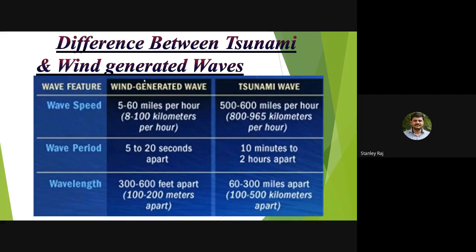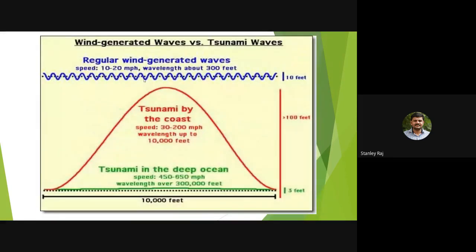Wavelength: regular wind waves have 100 to 200 meters, but a tsunami will be 100 to 500 kilometers.